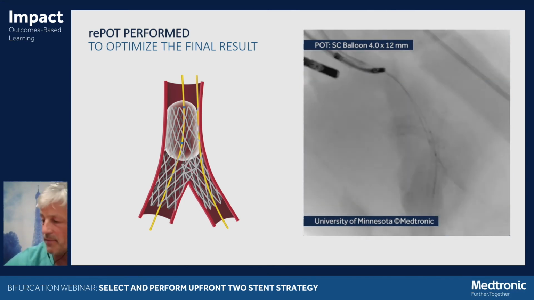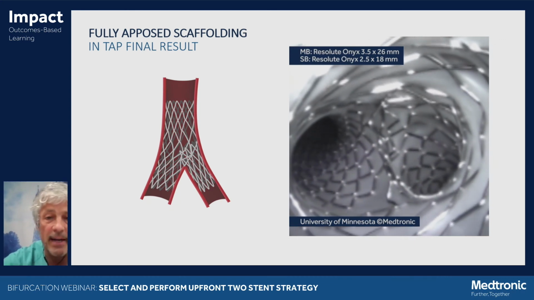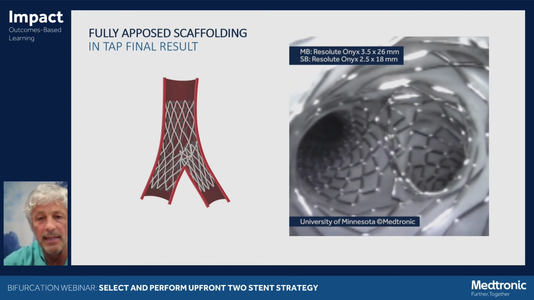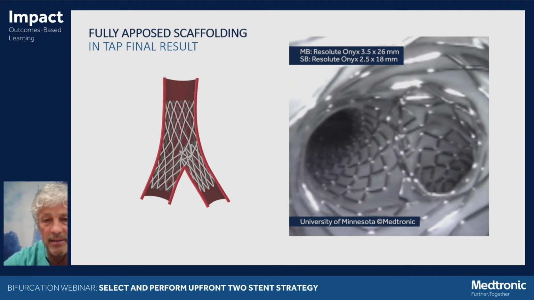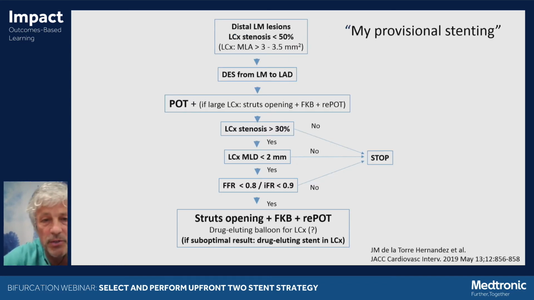That's the positive effect of the POT, which is one of the contributions of the European Bifurcation Club consensus documents to recommend all this sequence of POT, kissing, POT, which is essential for the two-stent techniques. Finally, you have this amazing result with just following these steps and using these Onyx stents that are very geometrically designed and they are built for this kind of procedures.